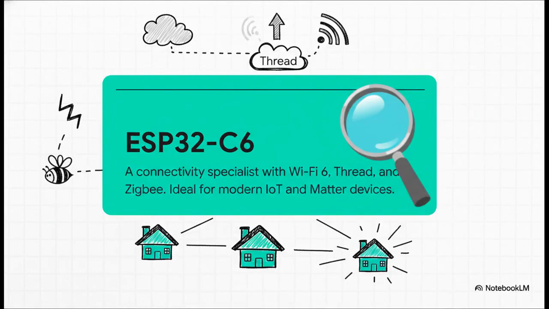The ESP32-C6, on the other hand, is a total connectivity prodigy. It's one of the first in its class with Wi-Fi 6, and, this is critical, it has a built-in radio for both Thread and Zigbee. This makes it the perfect choice, the future-proof choice, for smart home devices that use the new Matter standard.